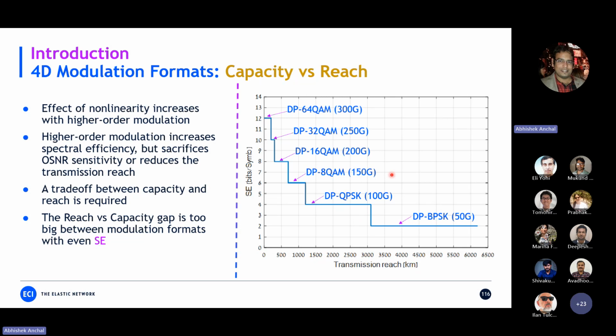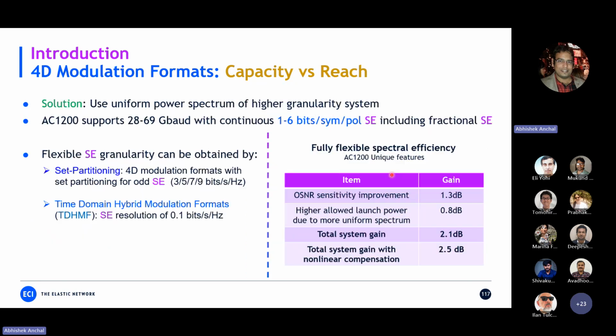And that's why we need to move from the 4D modulation format or higher order modulation to the next level. So we need to go to the place where the spectral efficiency is not an even number for 4D modulation, but instead either odd or fractional. And Acacia actually supports this.